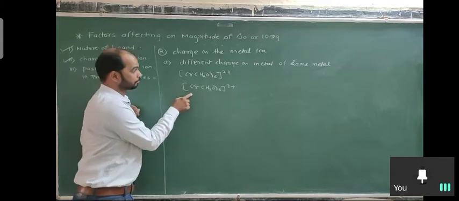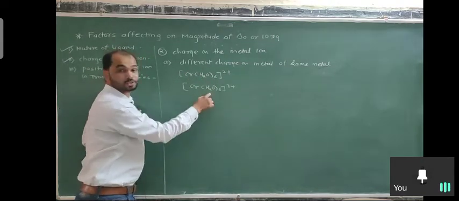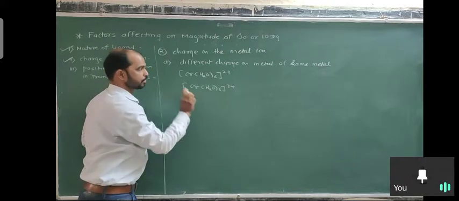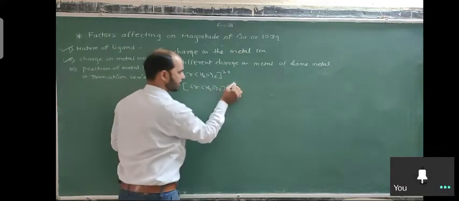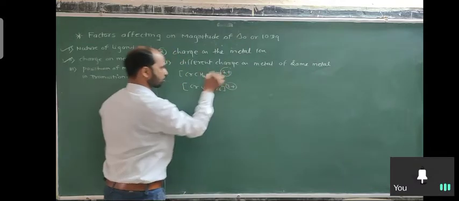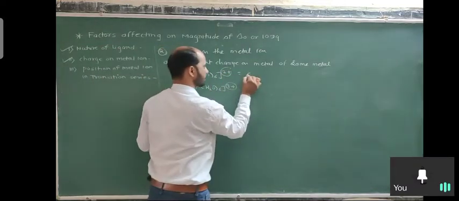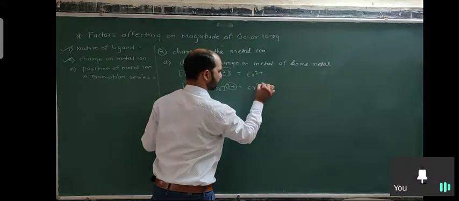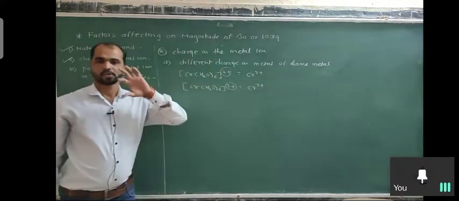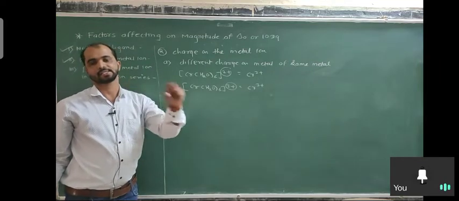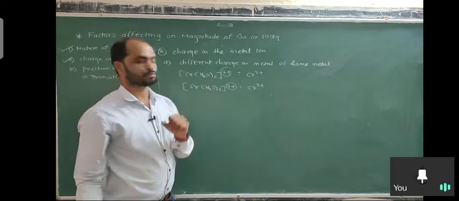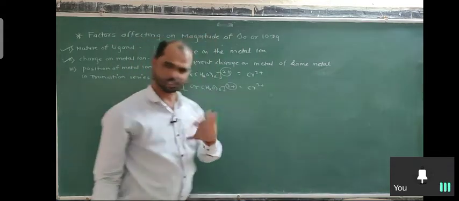The metal is the same, the ligand is also the same, because the ligand also influences the 10 Dq value. So here, what is the difference? Here is a plus 3, here is a plus 2, water is neutral. That means here Cr is present in the plus 2 oxidation state, here Cr is present in the plus 3 oxidation state. So the same metal has different charges. So in which case is there a higher absorption value? It is very simple.